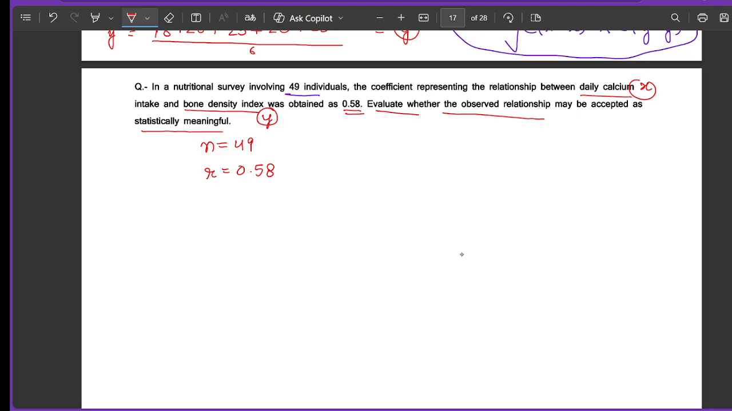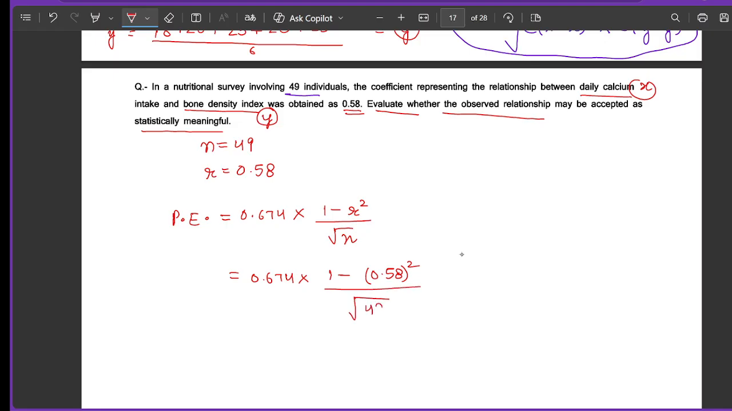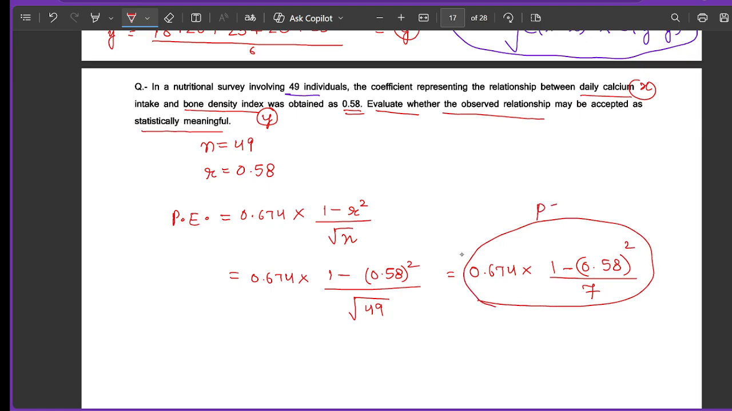So basically we need to find the probable error. It is 0.674 multiplied by (1 minus r square) upon root of n. Putting the values, 0.674 multiplied by (1 minus 0.58 square) upon root of 49, which is 0.674 multiplied by (1 minus 0.58 square) upon 7. Now try to calculate this. This will give you the answer for the probable error.